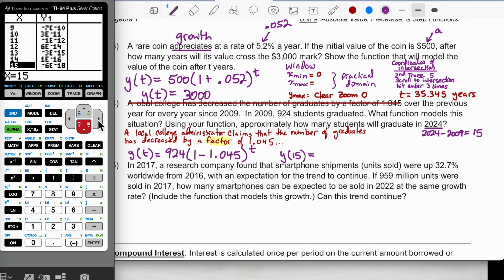I mean, I should talk about scientific notation somewhere along the way. What that would be is negative 5.806, roughly, times 10 to the negative 18th power.